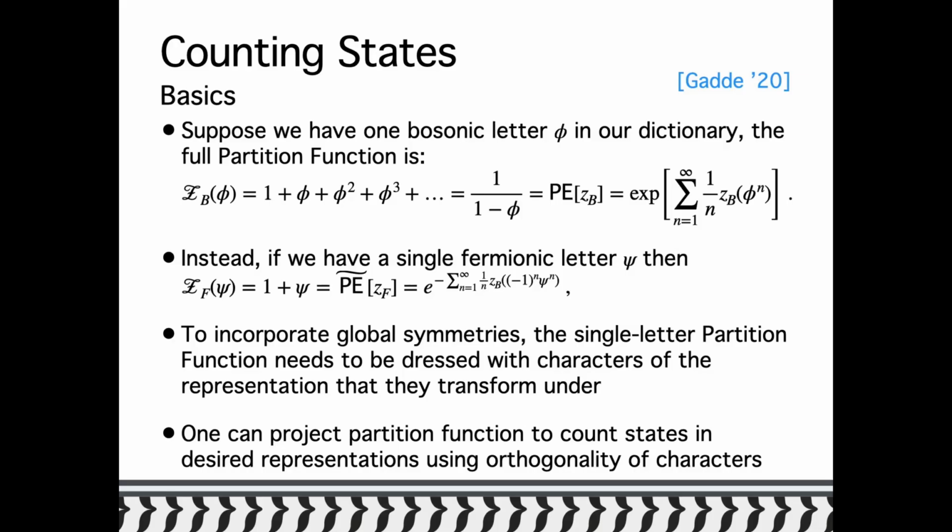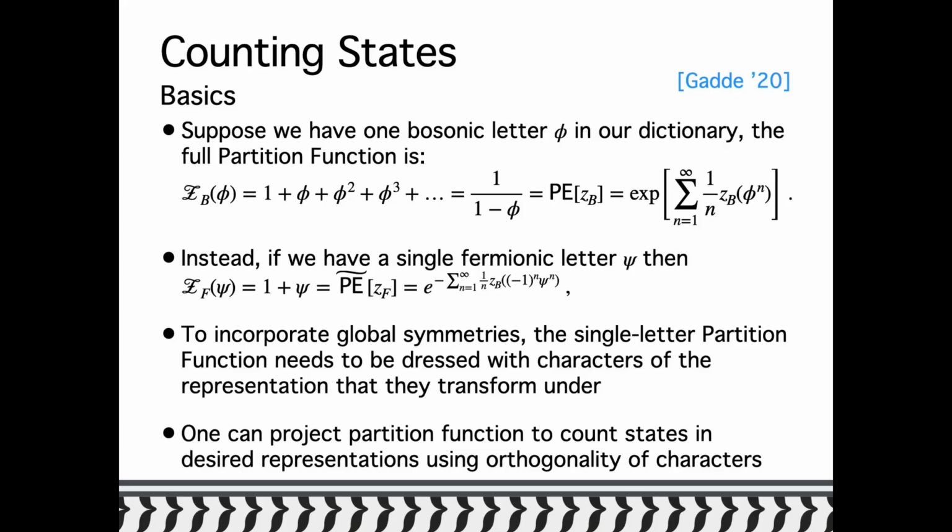Suppose I have just one letter corresponding to one bosonic degree of freedom. Then of course the number of all of the words that I can make are, well, I can do nothing. I can insert this letter once. I can insert it twice, thrice, etc. And if I want to make the partition function, I have to add all of these things. So I have 1 plus q plus q squared plus q cubed, etc. And this resums to 1 over 1 minus q.